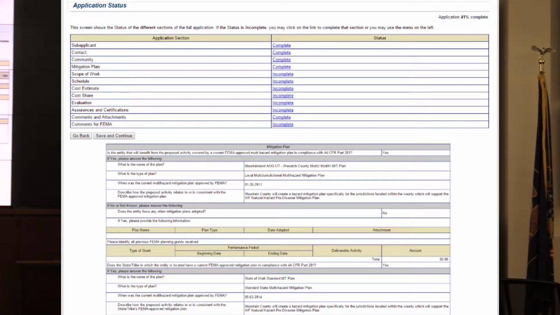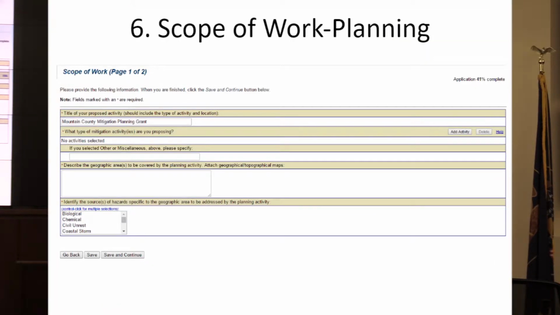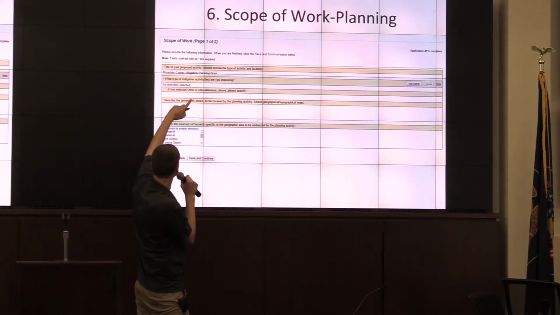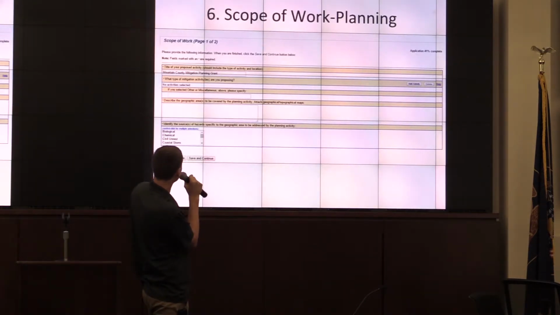All right, one of the big ones, scope of work. So this is only for the planning one right now. This is what the planning one looks like. There's two pages. You add an activity, so you click on this button over here. It auto-populates the title. There's an example one, the Mountain County Mitigation Planning Grant. What type of mitigation activity?